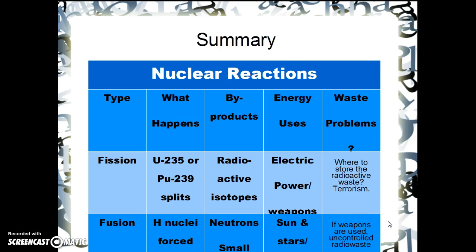Here is a summary of the two types of reactions we have looked at, fission and fusion. Remembering that fission means a splitting of a large nucleus. Fusion is the joining of two small nuclei. The byproducts are indicated, the energy uses so far, and what to do about waste.